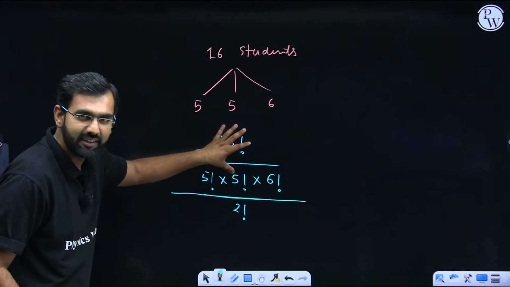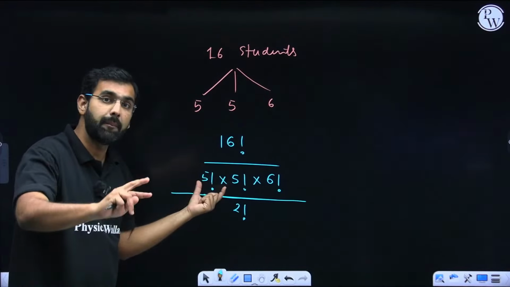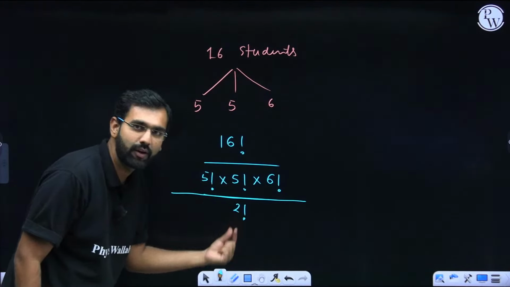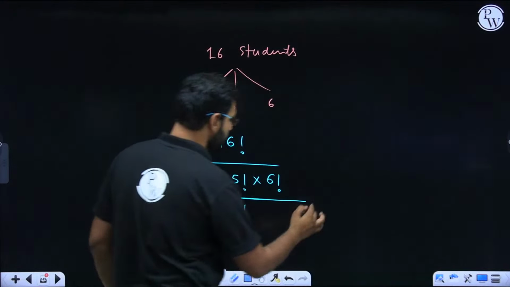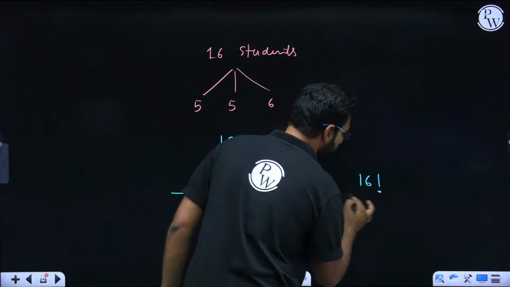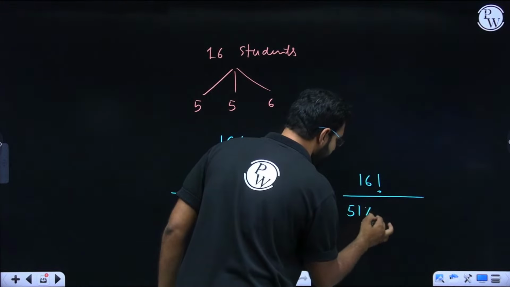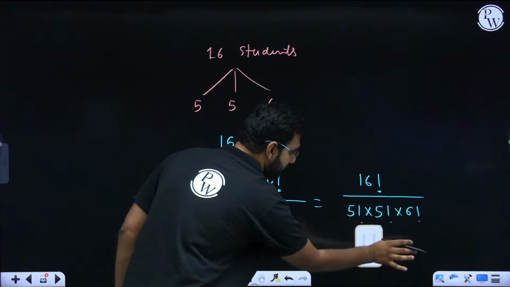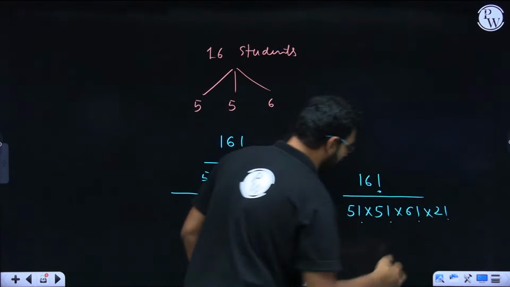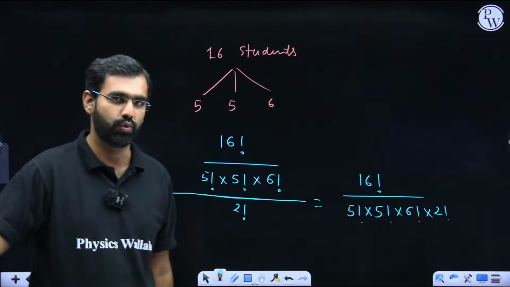So this is the division, but this group size appeared twice. So I'm further dividing it by 2 factorial. So this is nothing but 16 factorial by, the group sizes being 5, 5 and 6. And one group size is repeated twice, so I'll further multiply by 2 factorial because it had actually been divided by 2 factorial.